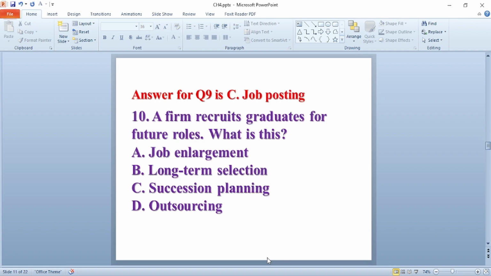Question number 10. A firm recruits graduates for future roles. What is this? A. Job enlargement. B. Long-term selection. C. Succession plan. D. Outsourcing. The answer for this question is C. Succession planning.